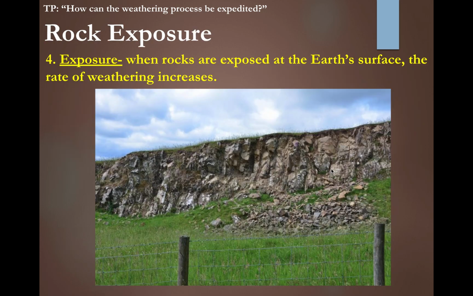All right, let's go to number 4, exposure. When rocks are exposed at the Earth's surface, the rate of weathering increases. And if you notice here, you have this long cliff. It's not really big. I mean, you could probably jump down and not get hurt. But look at the base of your cliff. You have a lot of these rock masses that are now weathered into fragmental pieces at the base of the cliff. Exposed.